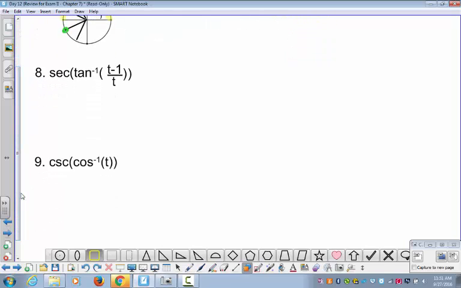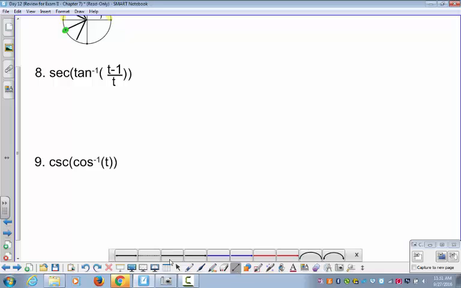Yes, hard ones. Obviously, we have no clue what that angle is. Inverse tangent of t minus 1 over t, we have no idea. But we can come up with some algebraic expression for it. And let's see if that helps.